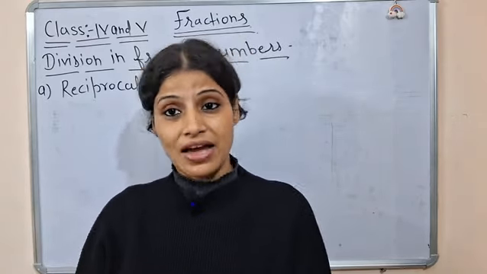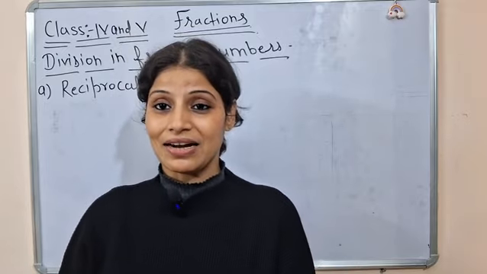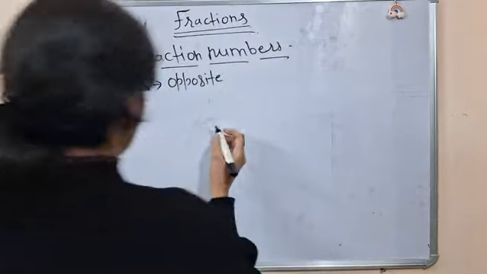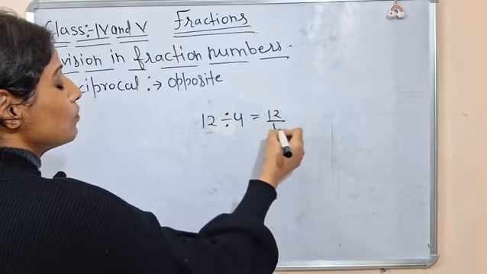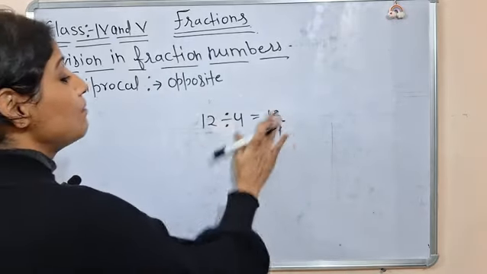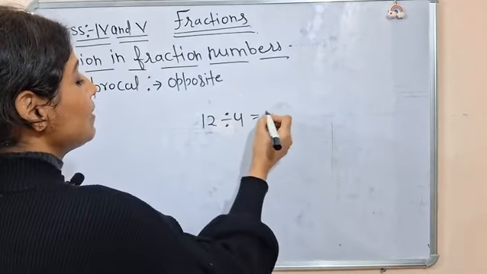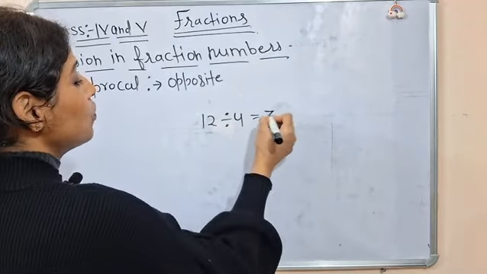If you have normal numbers, whole numbers or natural numbers, you can easily divide. For example, if you have to divide 12 by 4, you can easily divide 12 upon 4 or 12 by 4, it's the same thing. And when you divide it, what will you get? 4 threes are 12.